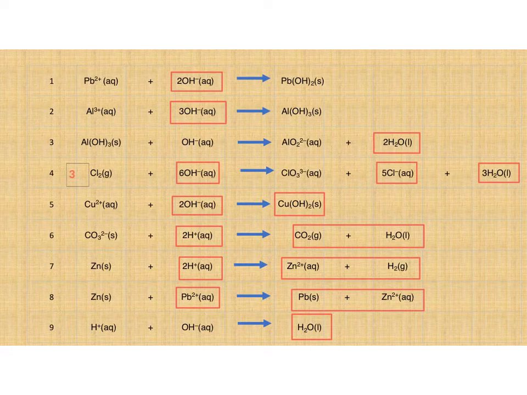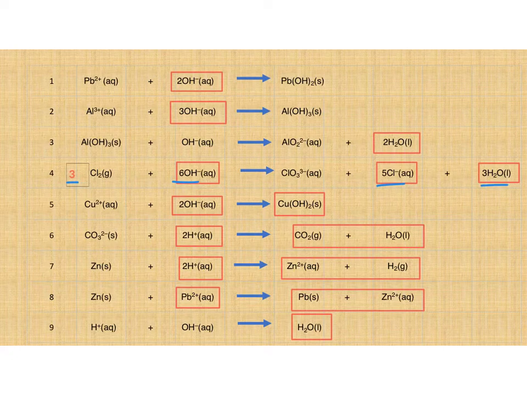The difficult one is of course question 4, where you've got to make 4 adjustments into the equation, remembering to have your 3 Cl2 there, and your 6 hydroxides, 5 chlorides, and 3 waters. For the other equations, you've had to complete them as well.